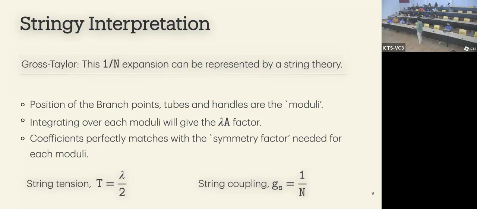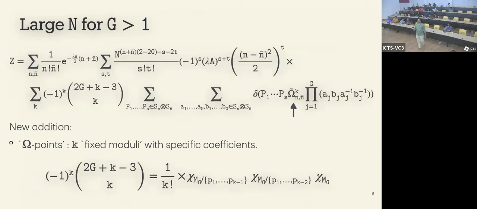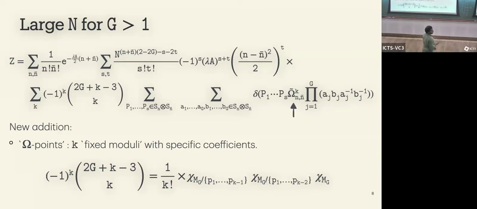It is like 2g plus k minus 3, and that's for k number of omega points. Then you have s factorial, t factorial, and you have this interpretation also of how many points you are counting, and you have 2 to the power t, which is in some sense a symmetry factor. S factorial, t factorial is the identical nature of the s branch points and the t number of branch points.